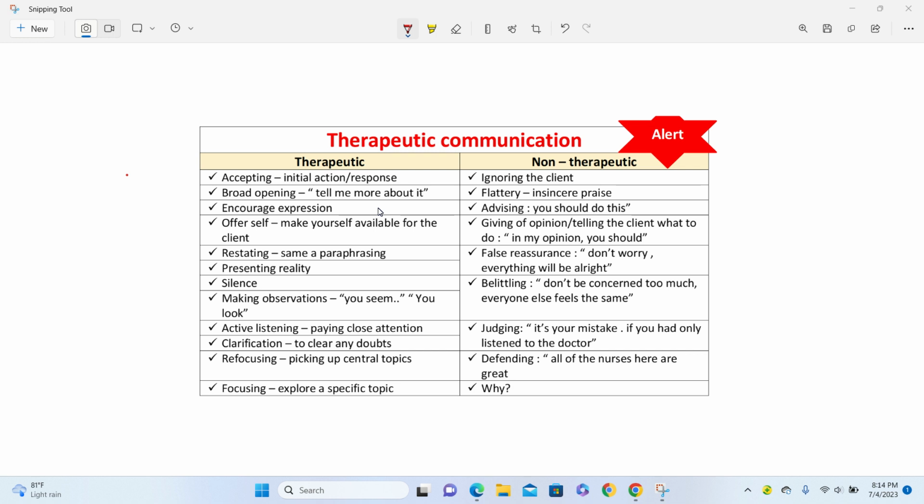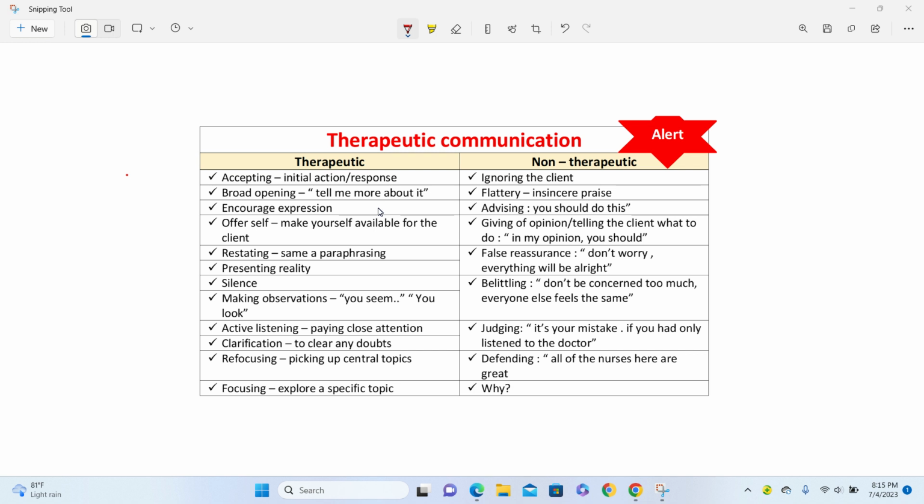And offering self. Offering self is nothing but being available. We should give time to the client. So make yourself available for the client. Whenever the client is telling something, we should not say, "No, I'm a little busy. I'll communicate with you later, or I'll listen to you later." That kind of response is not appropriate. In order to maintain trust, we should offer ourselves. That is how the client will develop trust, and he can explore more about his feelings.